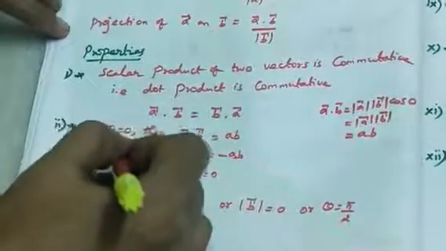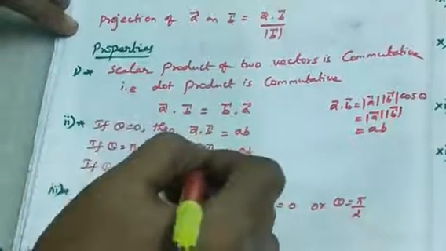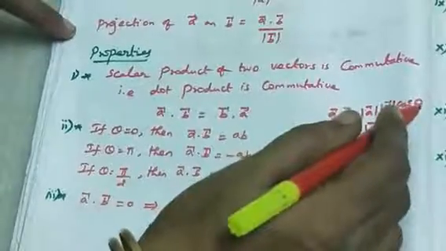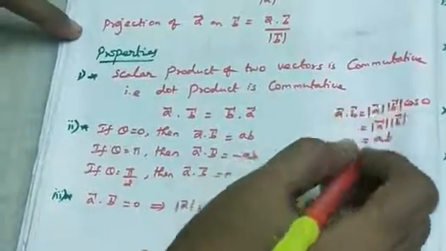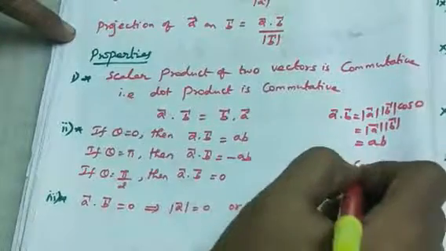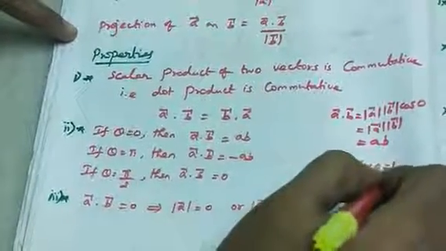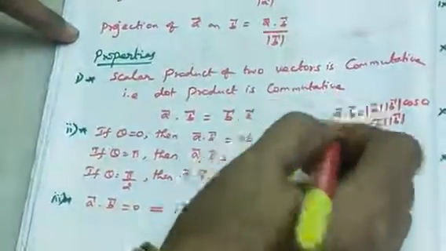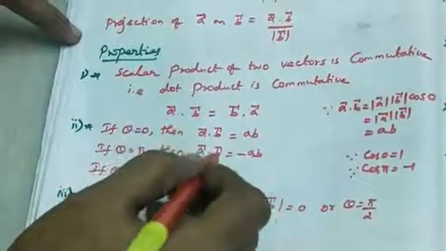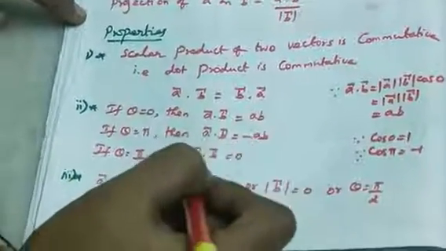Now if theta is equal to pi, then a vector dot b vector is equal to minus ab. Because we put cos pi, and the value of cos pi is minus 1. cos 0 is equal to 1, cos pi is equal to minus 1. So a vector dot b vector is equal to minus ab.